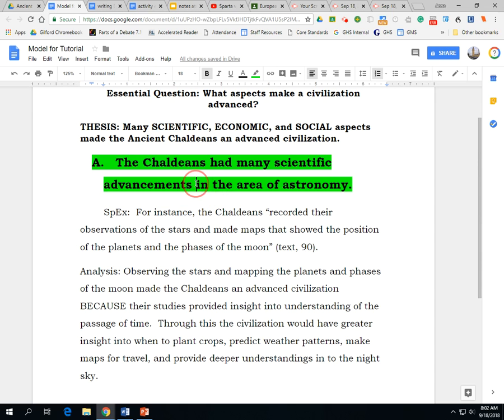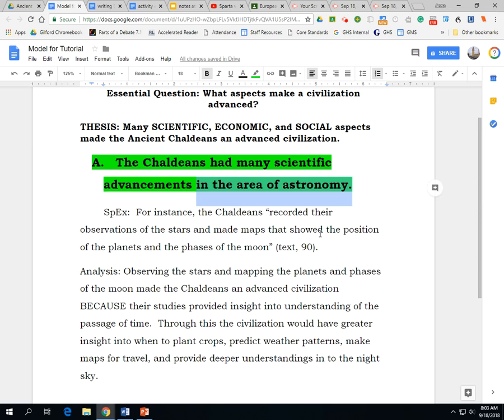Now, the second part of your supporting detail is to narrow in and categorize what my specs is going to be about. So if I read my specs and I think about, well, it's about the observation of the stars, they're talking about the planets, they're talking about the phases of the moon, this sounds like astronomy to me. And I know that that is the study of the stars. So I say they made many scientific advancements in the area of astronomy.